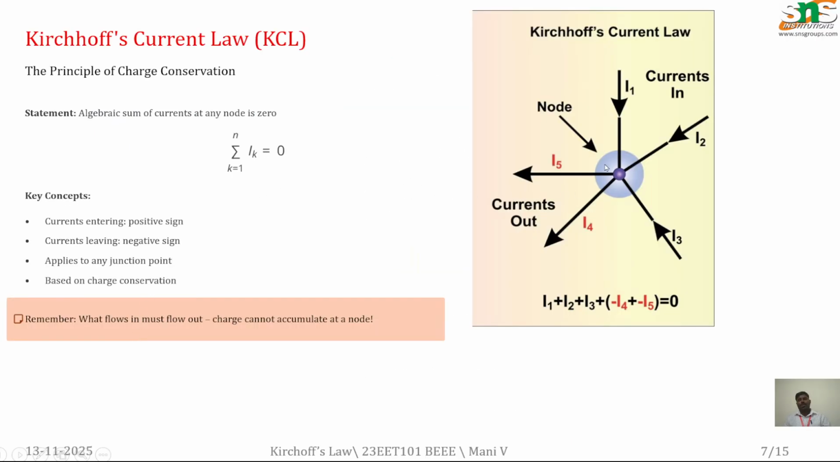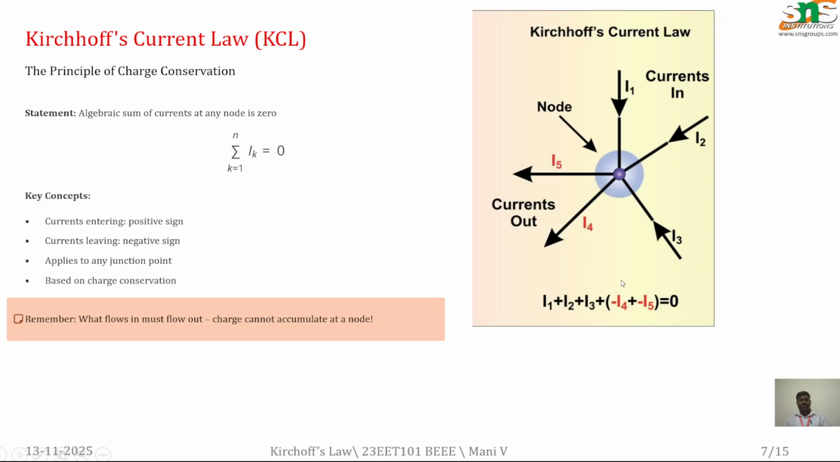Okay, so here you can take this as a junction. Here we have I1, I2, and I3. These three are the incoming currents. I1, I2, I3 are the incoming currents, and I4 and I5 are the leaving currents. So I1 plus I2 plus I3 is equal to I4 plus I5.